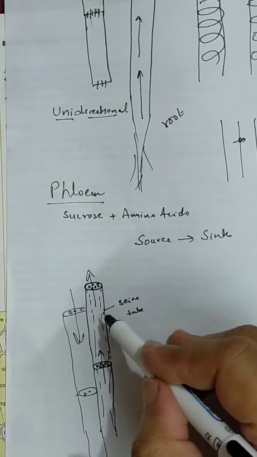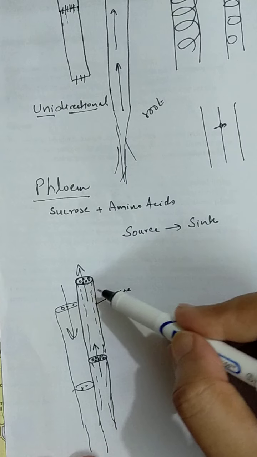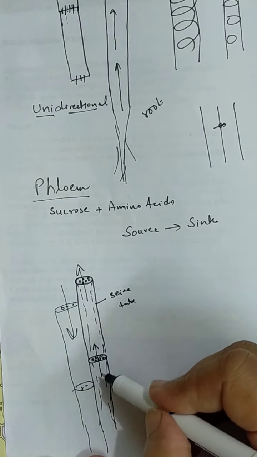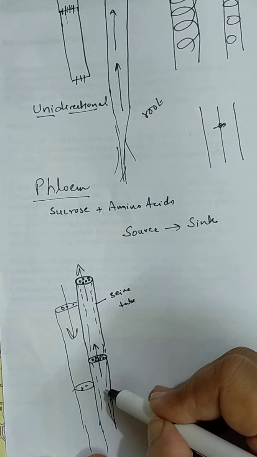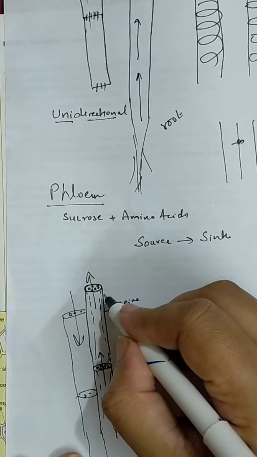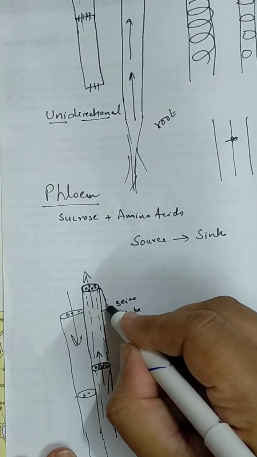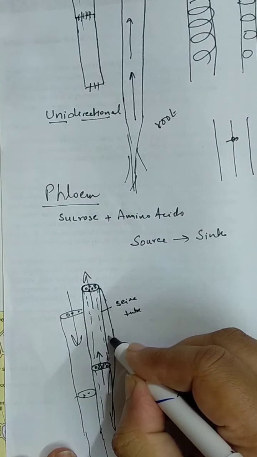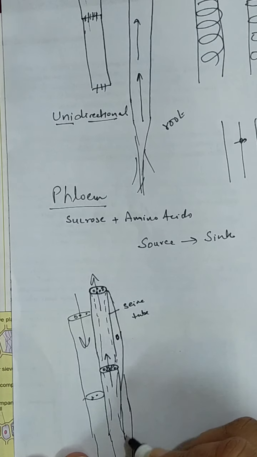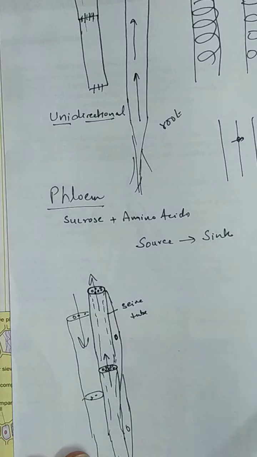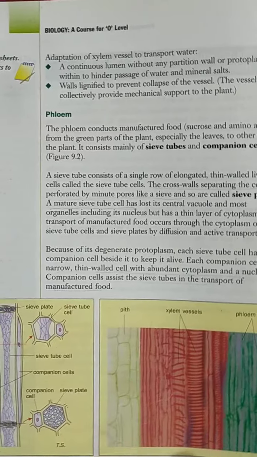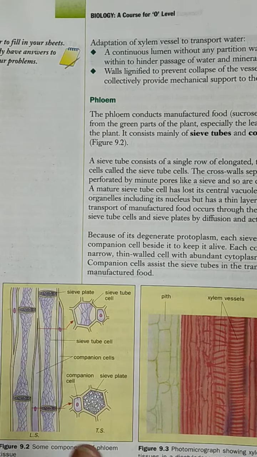First I'll complete this structure. Here it consists of sieve tubes and sieve plates. As I told you, when the sieve tube cell matures, its nucleus disappears. So to regulate its function, along with the sieve tube, living cells are present which are called companion cells. These companion cells help in the regulation of material in these sieve tubes. So this is the structure of the phloem given here, as explained in your diagram.